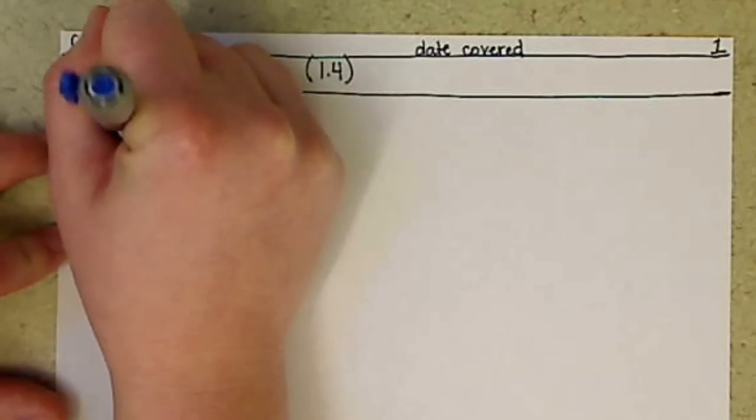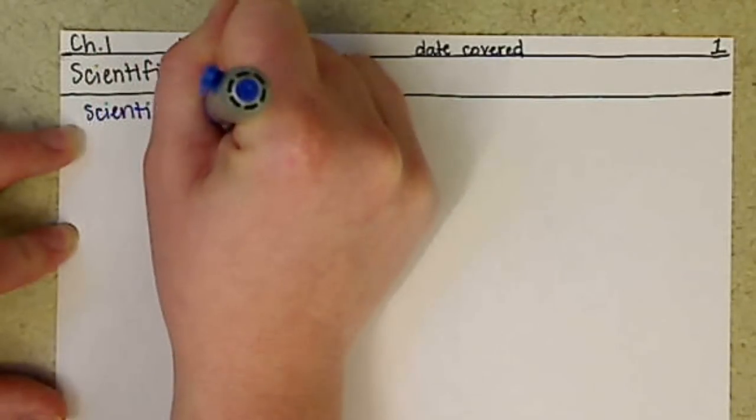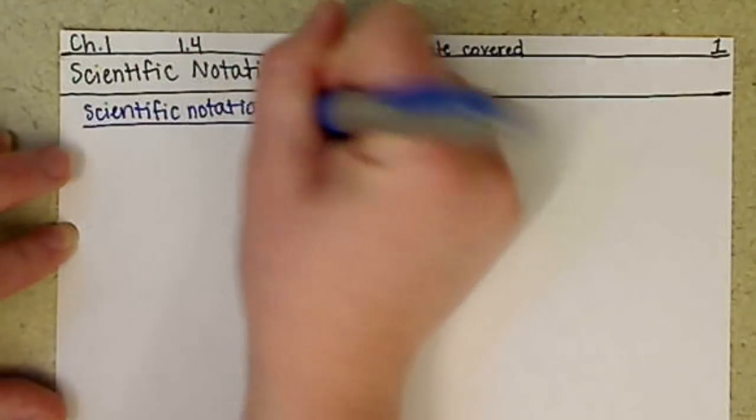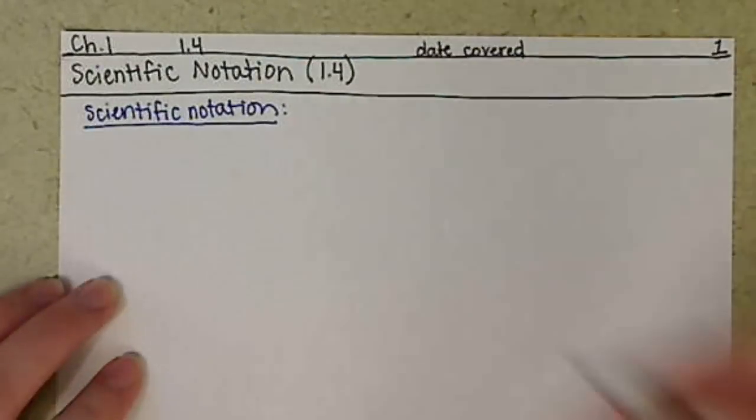So let's go ahead and write down our definition. I typically put vocab words in a different color so that they stand out a little bit more. Basically, standard or scientific notation is a way to express really, really big numbers and really, really small numbers in a much more concise way.